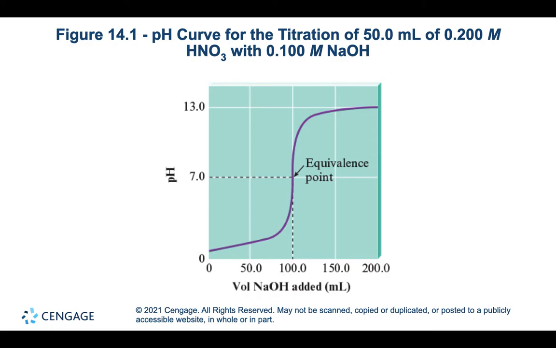Now, this particular graph goes beyond the equivalence point and shows you what will happen to the pH as you keep going. And in fact, what this one does is it gets higher and higher and gets closer and closer to 13. 13 would be the pH of 0.1 molar NaOH. And so after neutralizing all the acid, then the base begins to pull the pH up closer and closer to the pure base pH.